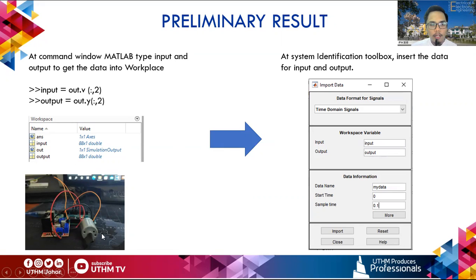So the workspace will be saved as input and output. And then this is my hardware. So at the system identification toolbox, insert the data for input and output. So this is the data, input and the output. And then data name, we decide, and start time and sample time, and then we import.